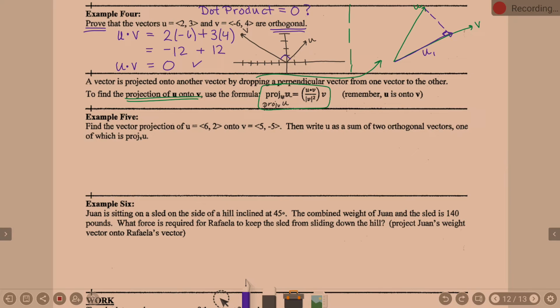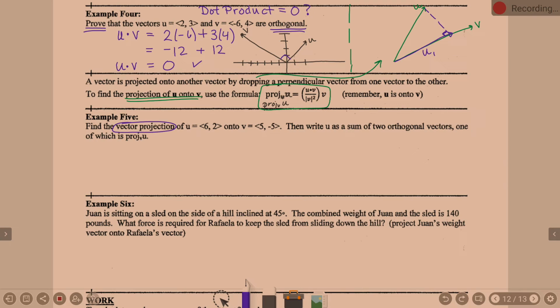Okay. So that's the visual of what we're doing here. The key is to work with the formula. So, example 5. We're going to use the idea of vector projection. It says find the vector projection of u onto v, so we're going to start there. Then it asks us to write u as a sum of two orthogonal vectors, one of which is the projection. One step at a time here. Don't worry about the second statement. Let's find the vector projection of u onto v. Sound like a plan?